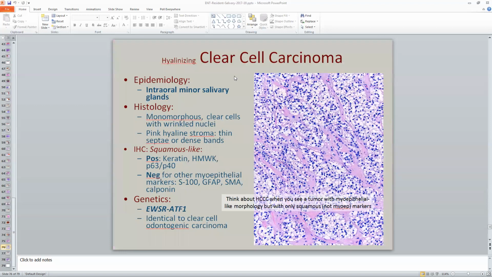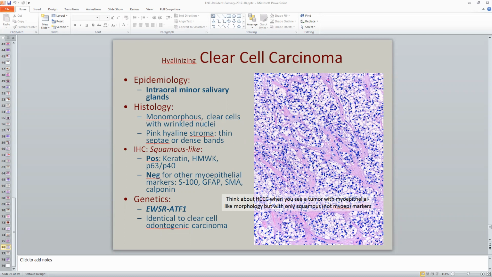The other interesting one is this so-called clear cell carcinoma of salivary type. So these clear cell carcinomas of salivary type can arise either in salivary gland locations or in fact within the jaws, within the maxilla or mandible. And in this case, they are referred to in the literature as odontogenic clear cell carcinomas as opposed to salivary clear cell carcinomas. But what's interesting is that whether they occur in the salivary gland or in the mandible/jaws, the morphology and the genetics is identical.